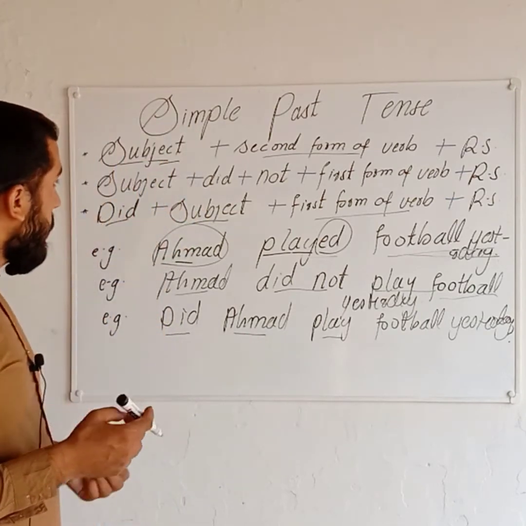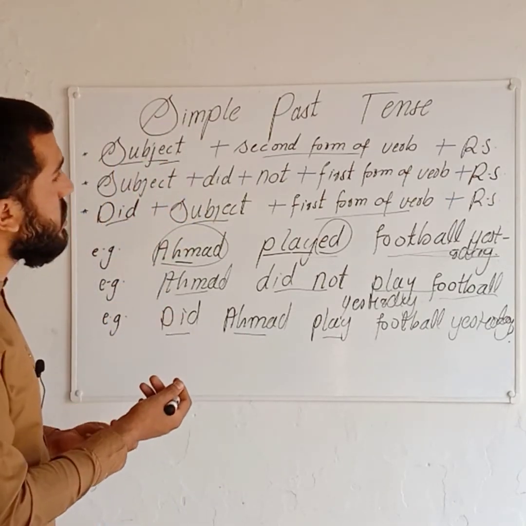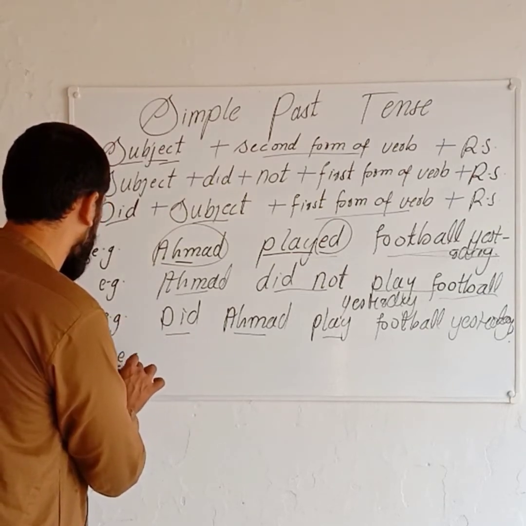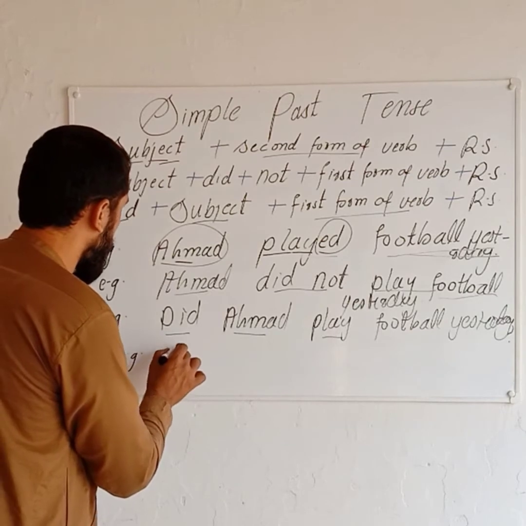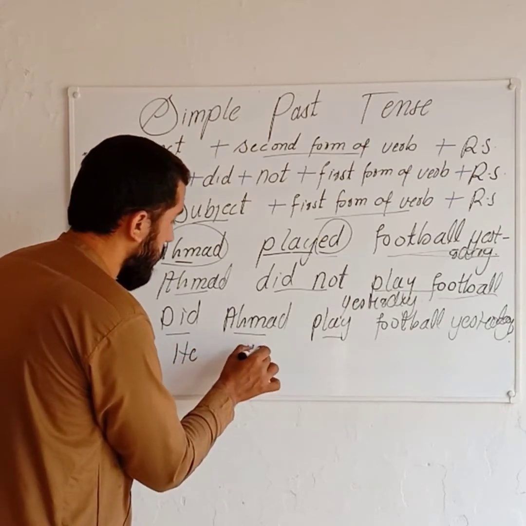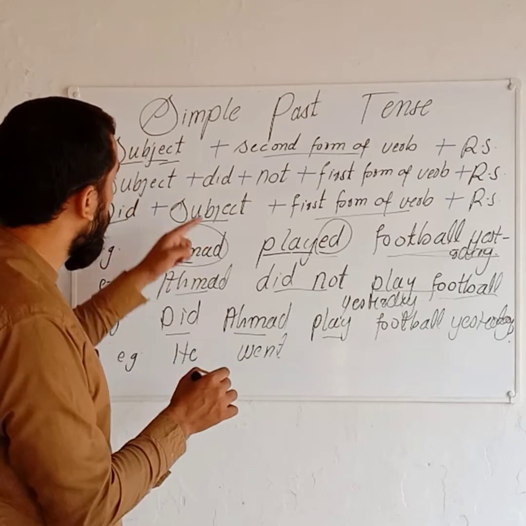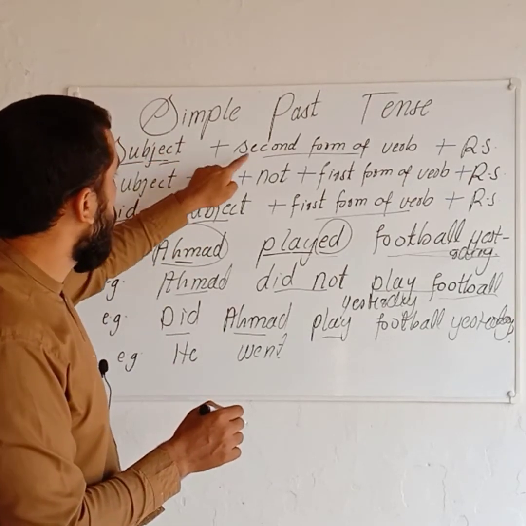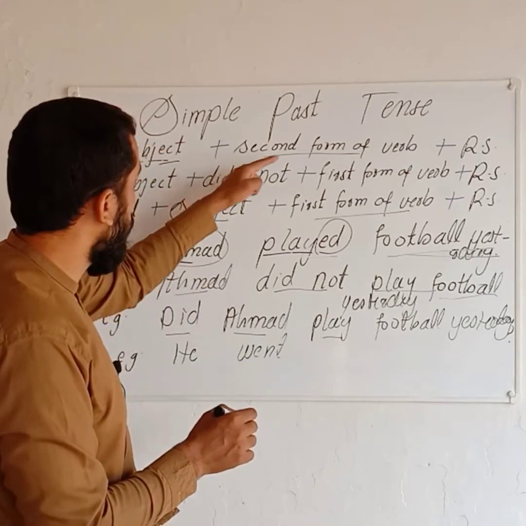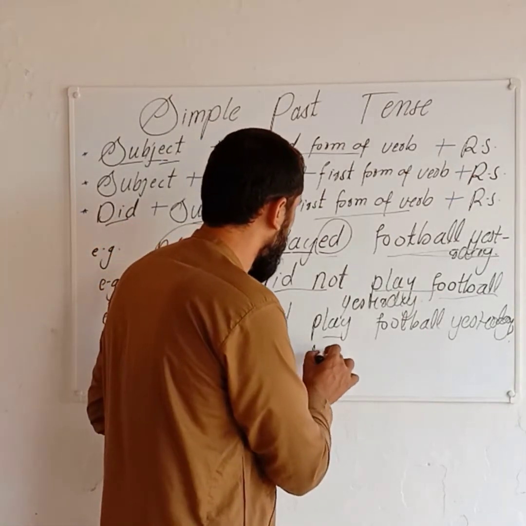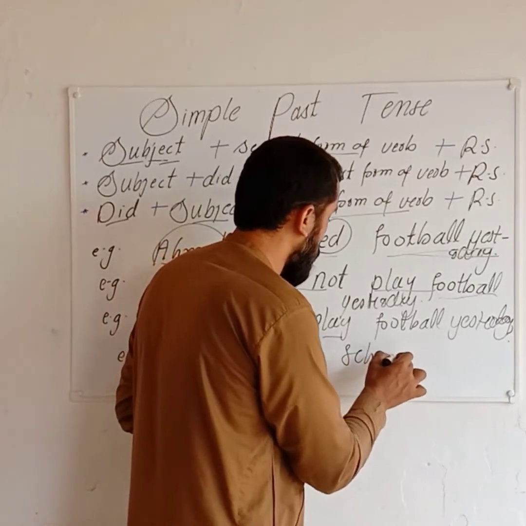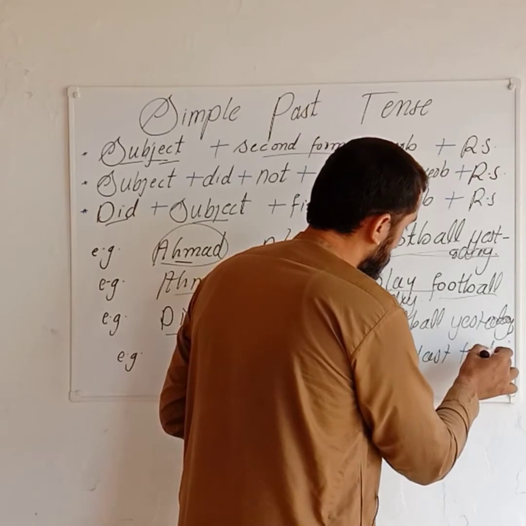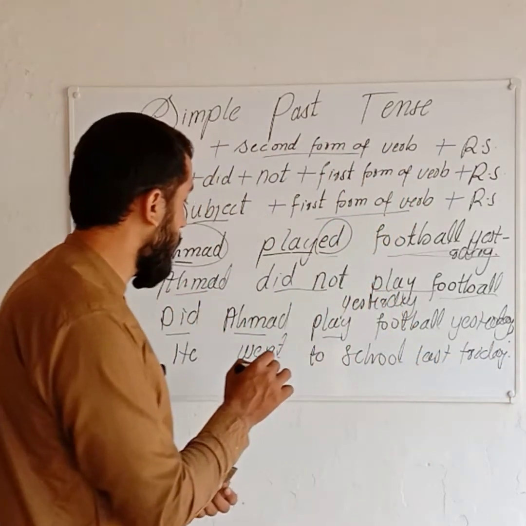So if you want to make another example in simple past tense, you can say he went. This is the second form of go. Look, he is the subject here, and the second form is went. He went where? To school. He went to school. When? Last Friday. He went to school last Friday.